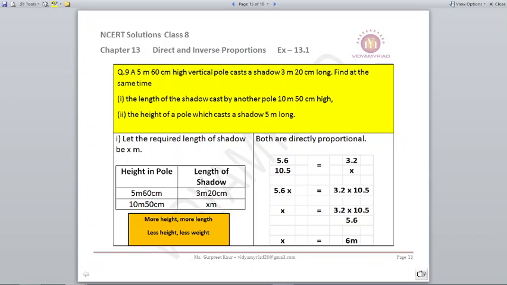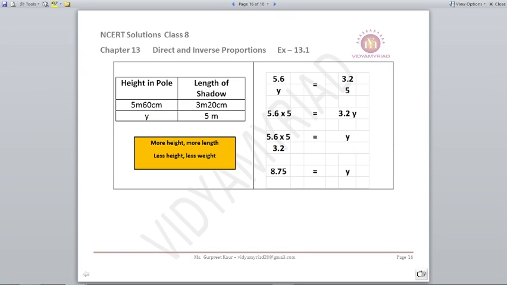Now we have to also find out the height of the pole which casts a shadow of 5 meters long. Now what is given? Height and length. We need to find out the height of the pole when the length of the shadow is 5 meters. So again we will cross multiply and try to reduce it to its lowest term. So y comes out to be 8.75.